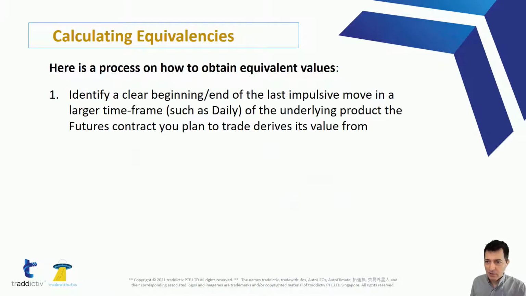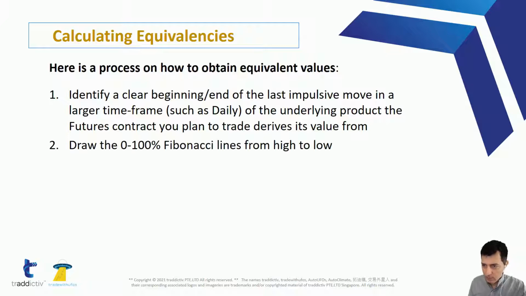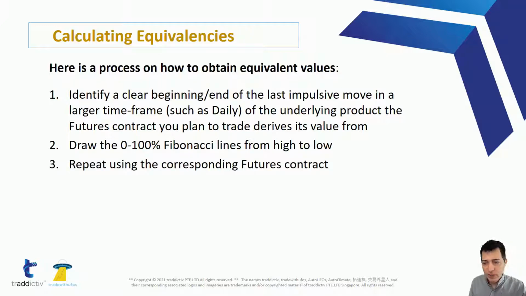To calculate equivalencies, step one, you would identify a clear beginning and end of an impulsive move in a larger time frame, such as a daily time frame. You would draw these Fibonacci lines from 0 to 100%, and then you would do the same using the futures contract. Okay? So in other words, let's say you look at DXY. Okay? And DXY is doing something like that. So that would be the beginning and the end of an impulsive move. So that would be your 0%, and that would be your 100%, or vice versa, depending on how you draw your fibs. Okay? So you would identify that on DXY, and then you would go find SDX, okay?